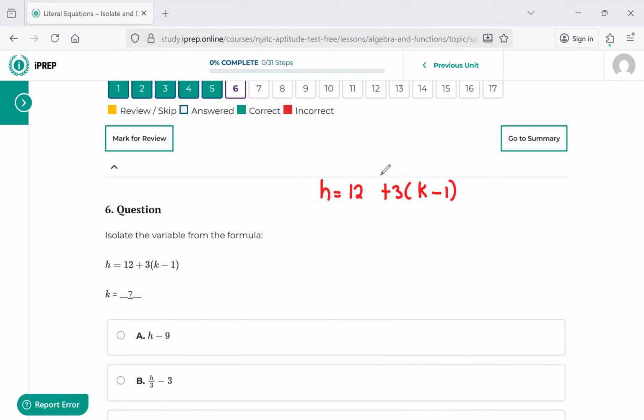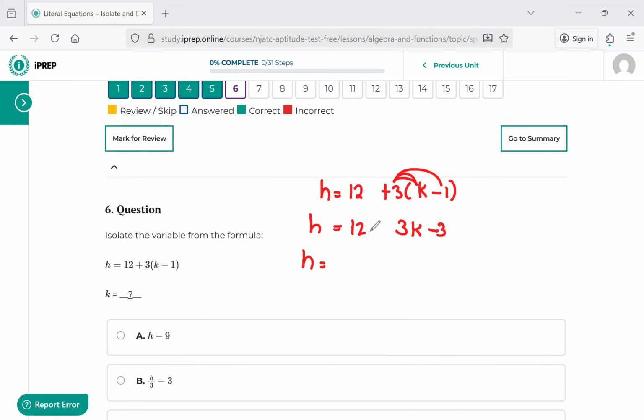I don't think I want to do that yet because we're dealing with fractions and I don't want to deal with fractions. So let's just distribute this 3. Let's see what we get. I don't know if this is going to be easier because I haven't done this particular exam. So let's see. 3 times k is 3k. 3 times negative 1 is negative 3. And then you have h equals 12, right?